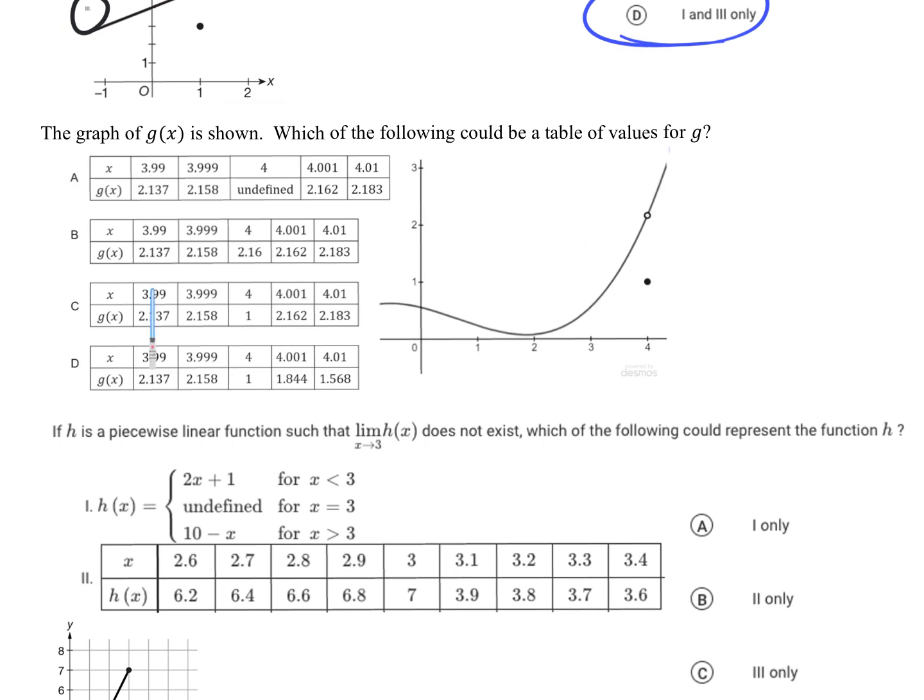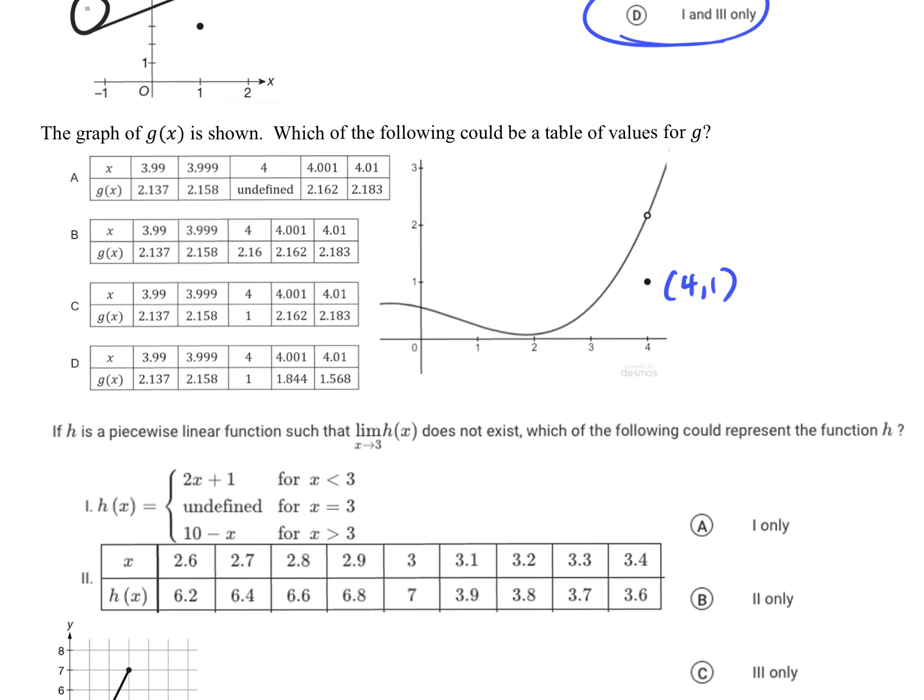This one says the graph of G is shown. And again, I kind of move these around so that I don't have to use as many papers to print these. Which of the following could be a table for this graph? What point must this table have? What'd you say? 4, 1, you're saying? This point right here is 4, 1. So when X is 4, my Y has to be 1.